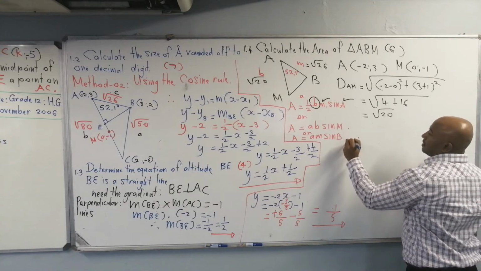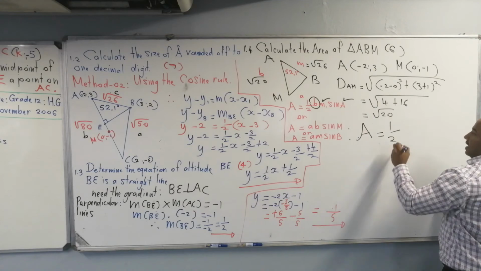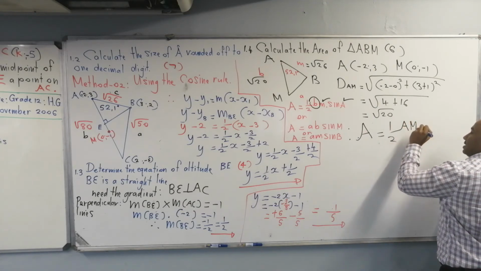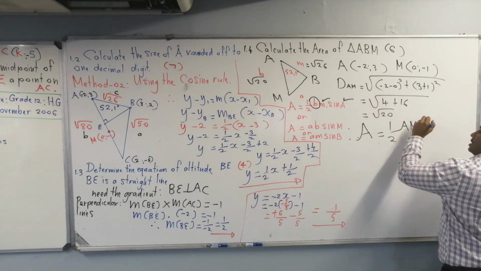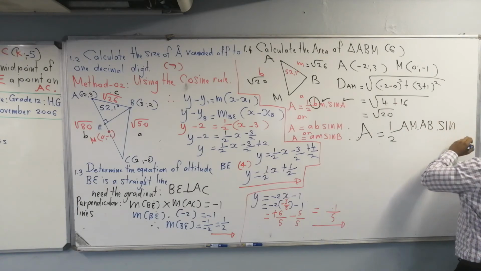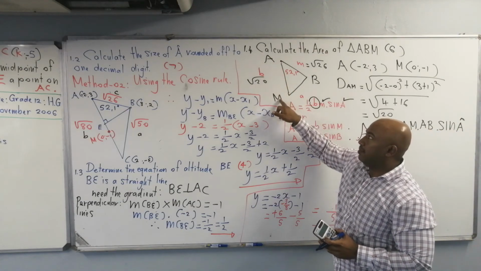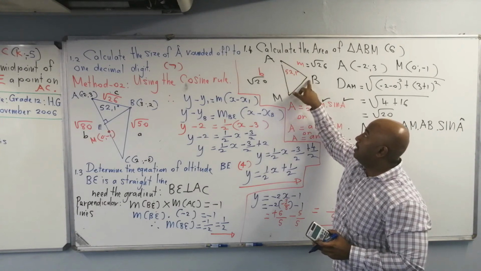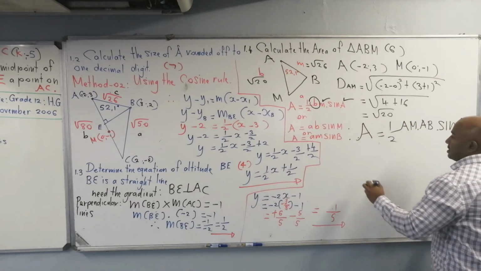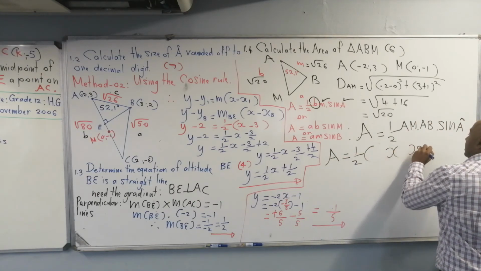So therefore, area is going to be equal to half that side there, AM, which is small letter b, times small letter m, which is AB, times sine of angle A. Remember, AM is the same thing, small letter b, AB is small letter m. It's up to you how you want to write it. Okay, so area is equal to half AM, AB, sine.